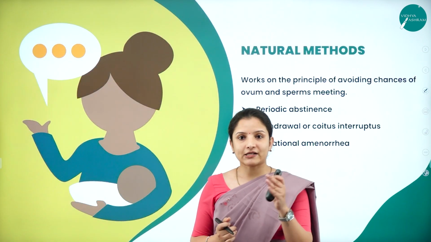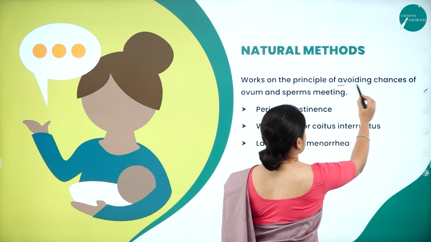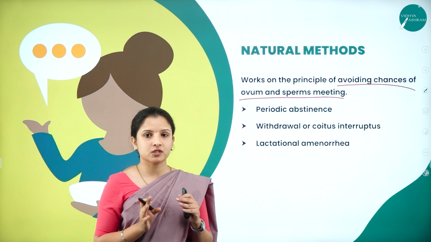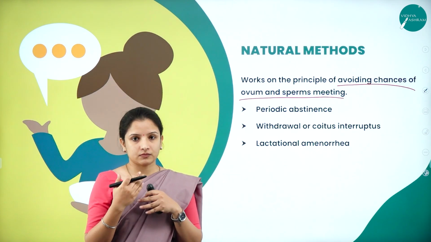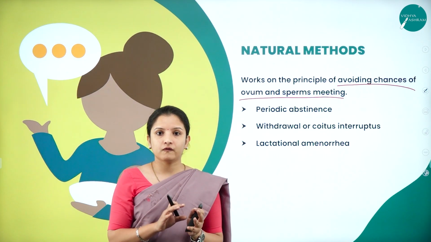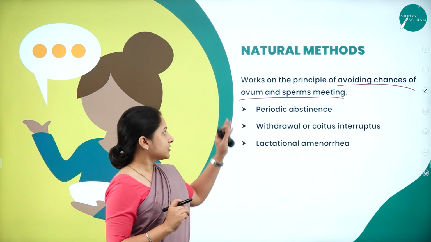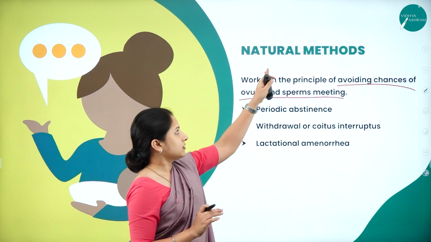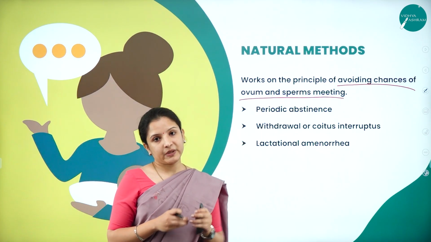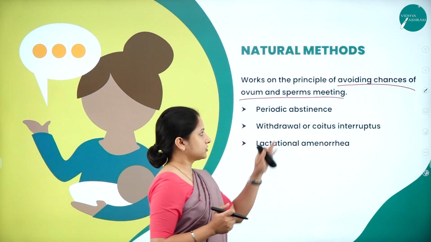First we'll talk about the natural methods. The natural method of contraception avoids the chances of the ovum and the sperm meeting. You know how an embryo develops inside the uterus of a female: the sperm has to go and fertilize the egg, right? Only then the fetus will develop, and after 9 months of pregnancy, the child will be born. So how can you prevent this? By using the natural method of contraception, you can keep the egg and the sperm from meeting each other, so that the woman will not conceive or get pregnant.